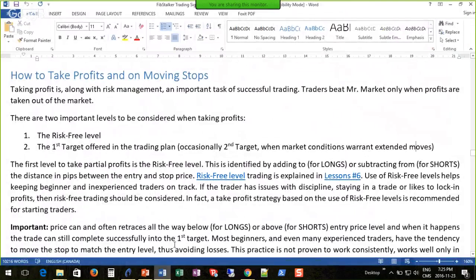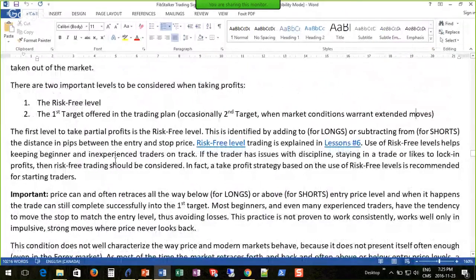When we go back to the document here, there is another, simpler strategy, which is just to not consider the risk-free level, not even calculate it, and just keep the position as is, of course, without changing the stop, without raising or lowering the stop for shorts, and just take the full position out at the first or second target, occasionally, if market conditions warrant a larger move in the direction of the trade. Okay, so for now, I'll just make reference to the first target because I want to show a concept here.